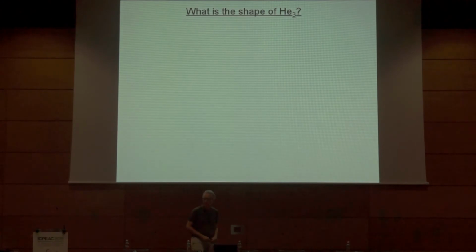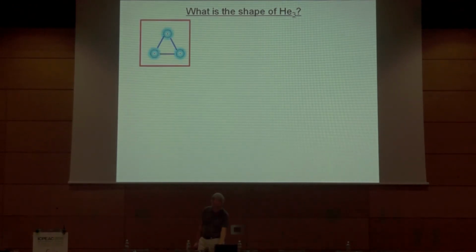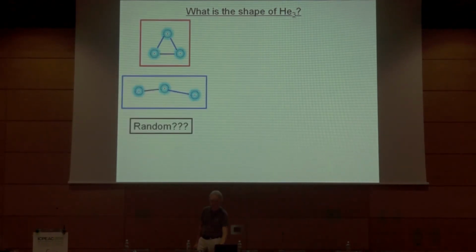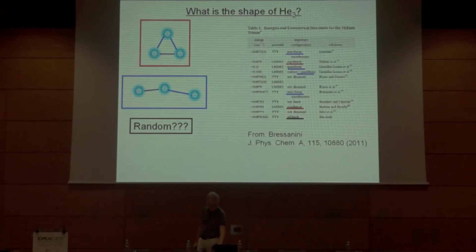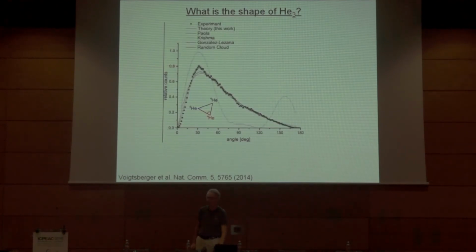And what's the shape? Is it a triangle? That's actually a very long story. Well, you might expect from geometry that it's a triangle, but that was a long dispute in the literature. And here's a list. You don't have to read it, just look at the colors. The blue ones claim it's mainly a linear molecule, and the red ones claim it's mainly a triangle, and the black and non-colored ones say it's some random thing. So there's no agreement whatsoever.